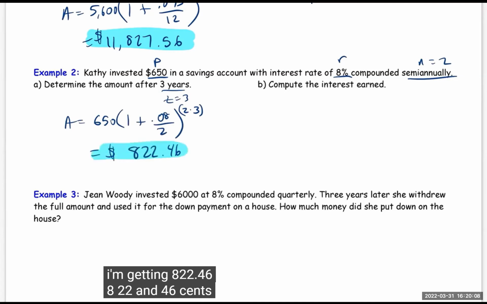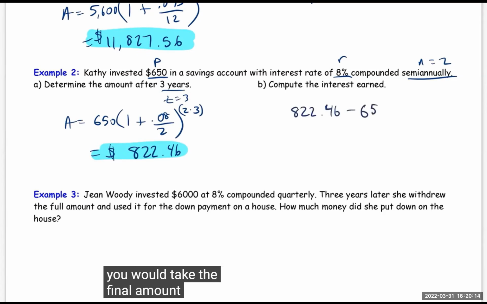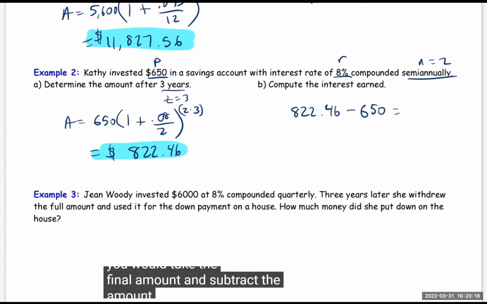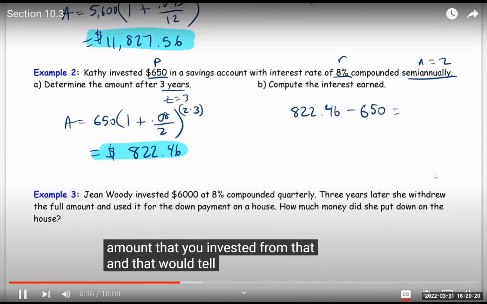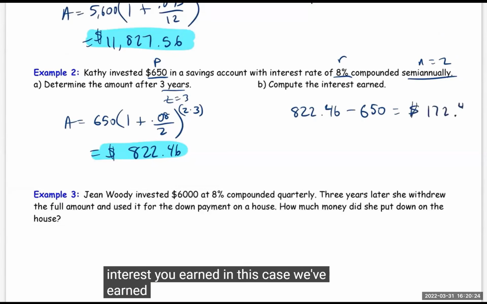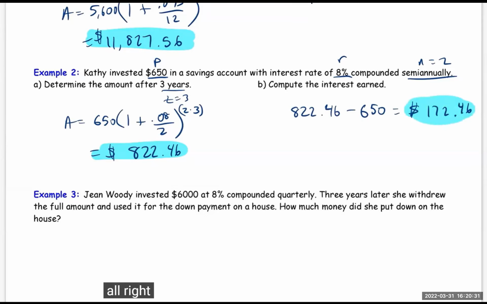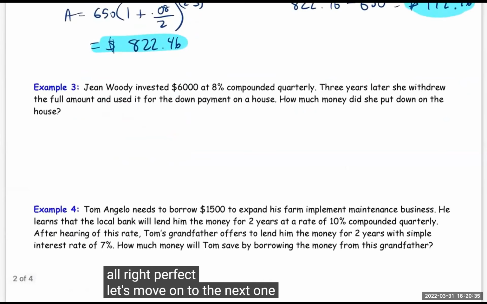$822.46. Compute the interest earned. Once again, you would take the final amount and subtract the amount that you invested from that, and that would tell you how much interest you earned. In this case, we've earned $172.46. All right. Perfect. Let's move on to the next one.